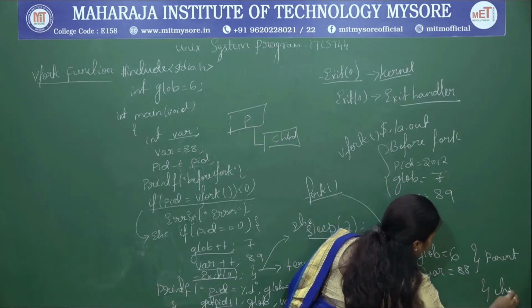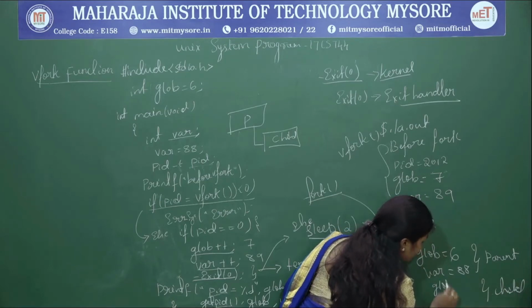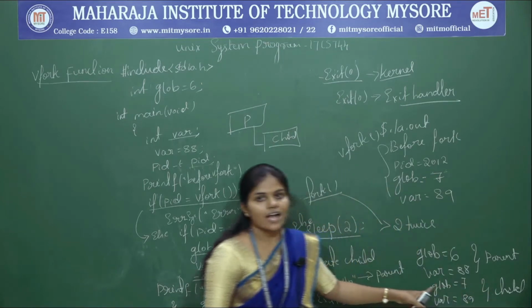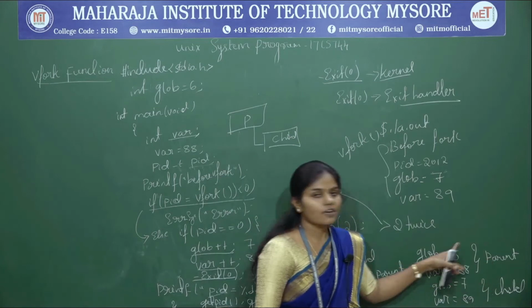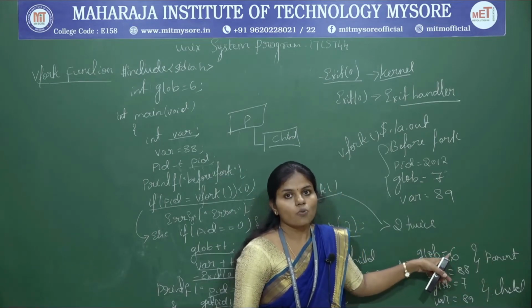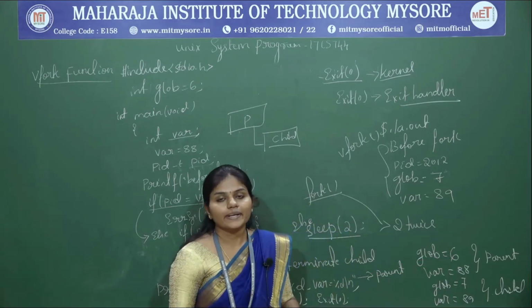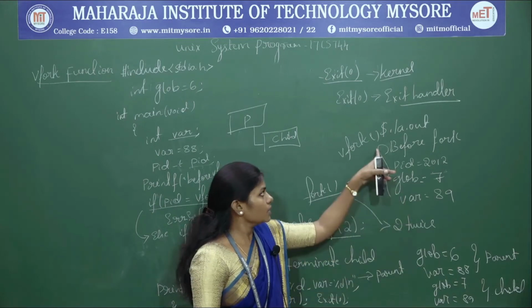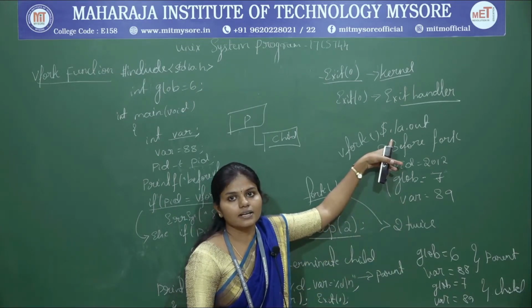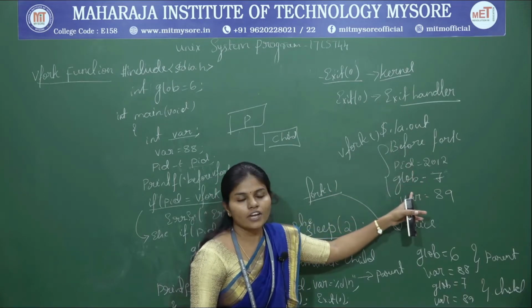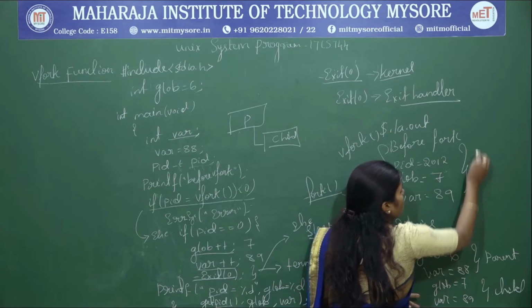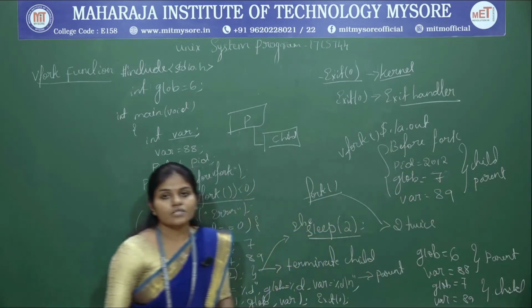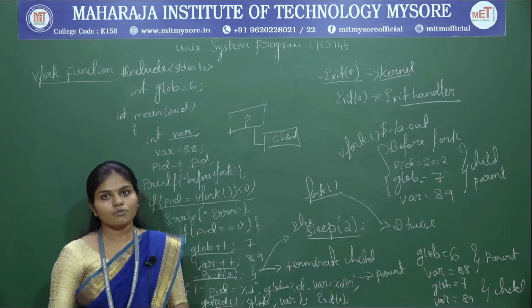For the child, the global value will be 7 and the var value is 89. So for the child the value is updated, but for the parent the value remains the same, right? Why? Because in the fork command the address space used is different. But in the vfork command the address space is the same, so any change to a variable affects both the child as well as the parent. So this is the difference between the fork command and the vfork command.